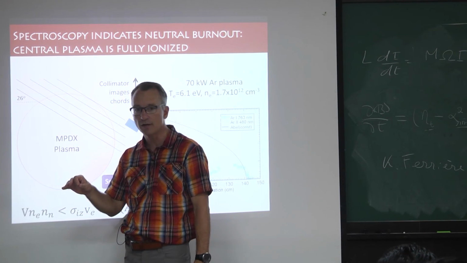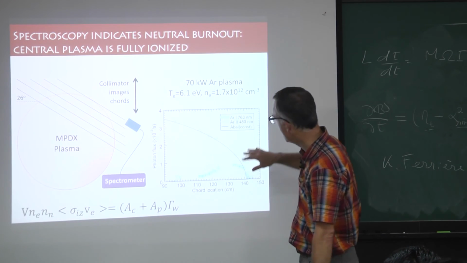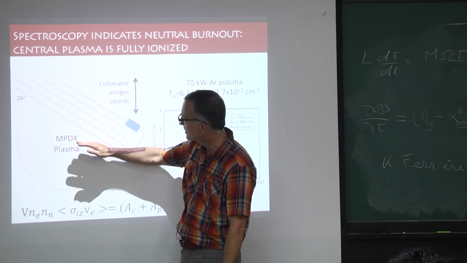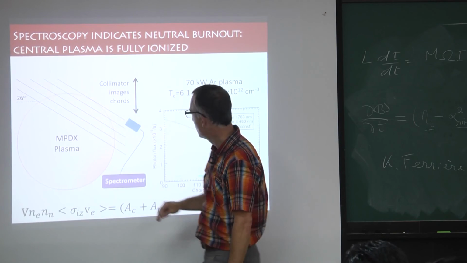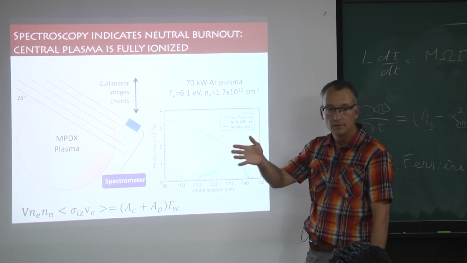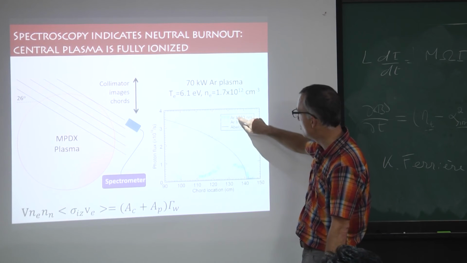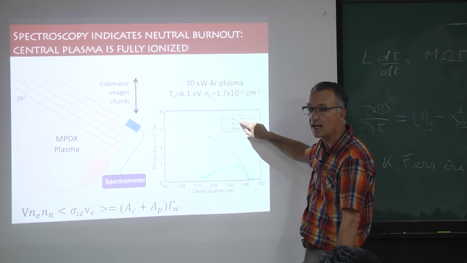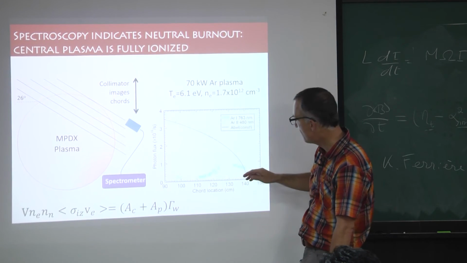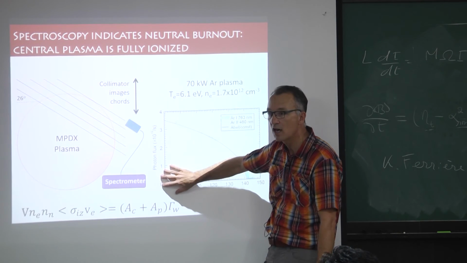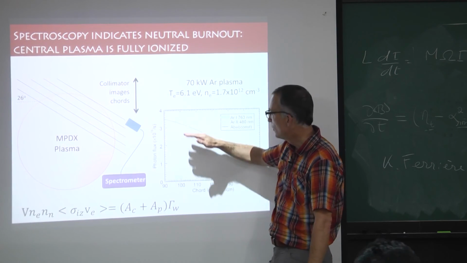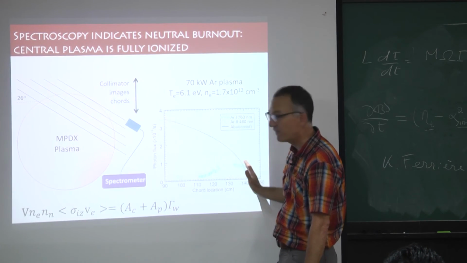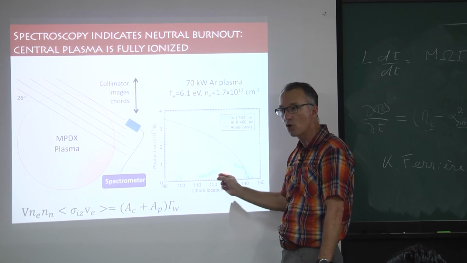In this case, this is argon emission from a series of chords that go from the center outward. We are looking at two emission lines. One is from neutral argon, and one is from singly ionized argon. What we find is that there isn't any emission coming from the neutrals from the core. We see ion emission all the way to the core, and these neutrals are effectively burned out. They can't get into the core, they can't penetrate.